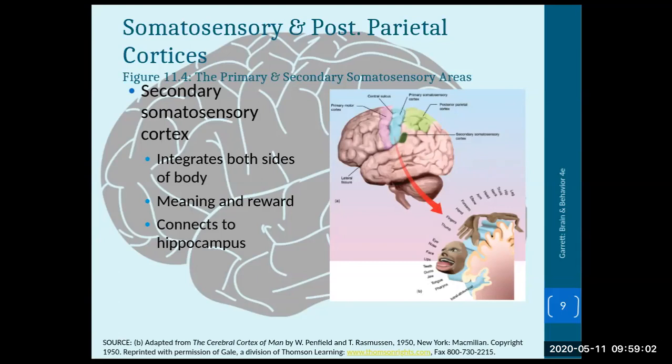as well as connecting to the hippocampus, which remember is our memory system. So it lets us know that we've used this before, that we like it, and it's our emotional system, right? So reward will go to the nucleus accumbens and things like that. And of course, it activates the rest of the limbic system, the emotional center.